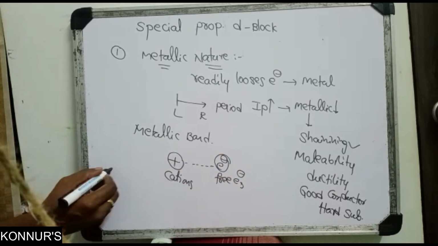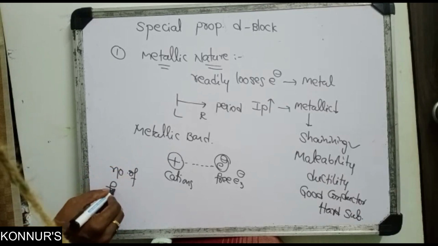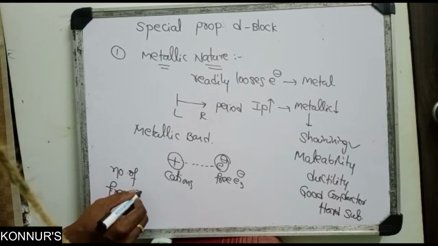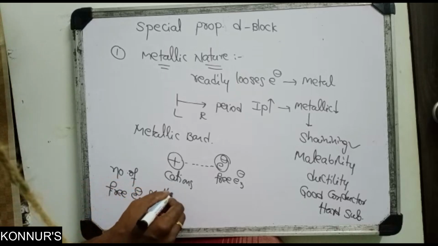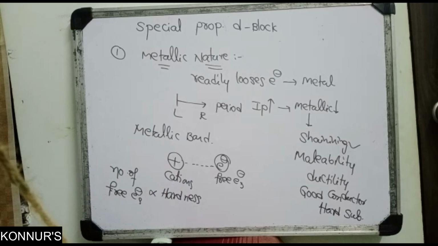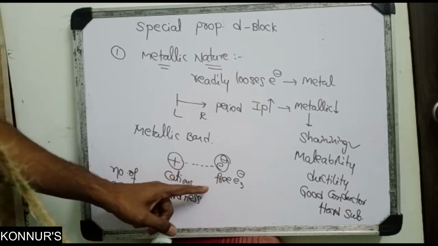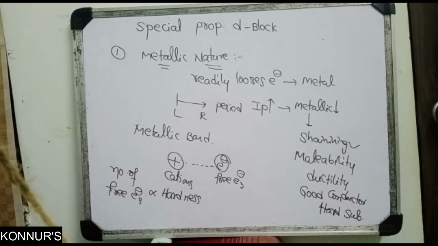Say the number of free electrons increases. When the number of free electrons increases, what happens? Hardness increases. So that depends upon the number of free electrons. When more metallic bonds are formed, the strength will increase.